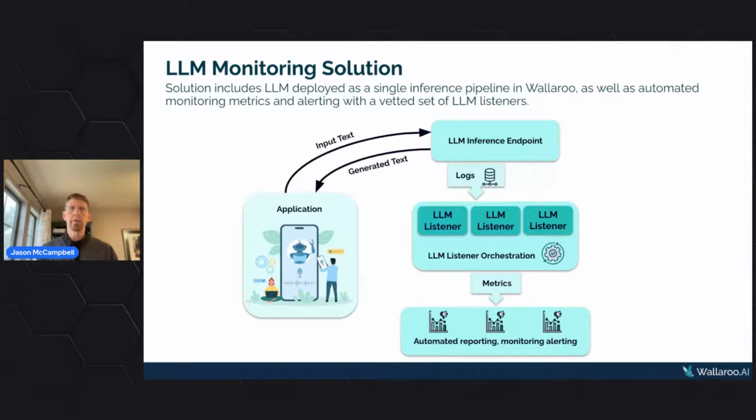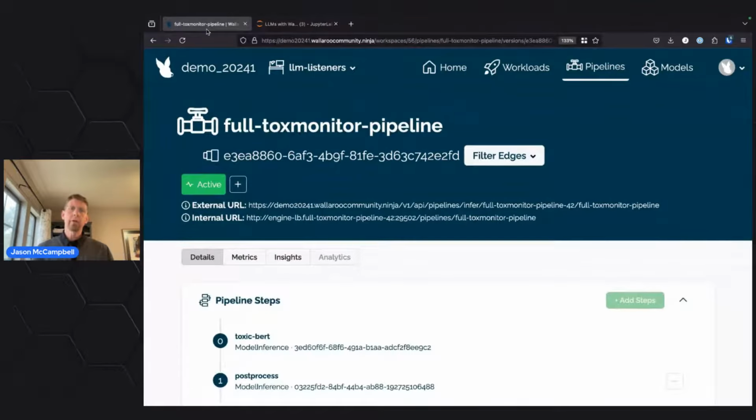So if you want to switch over to the UI here, what we're looking at is a toxicity monitoring pipeline. And this is not one that's running in the loop with user responses, but instead it's going to process the inferences that have gone through the pipelines that I showed and analyze them for toxicity.